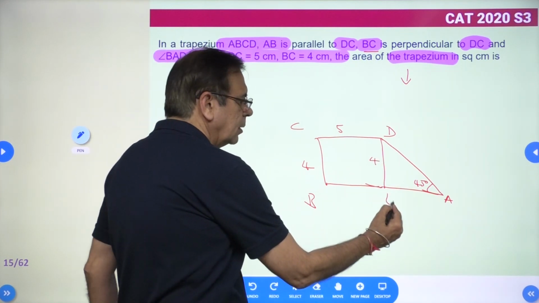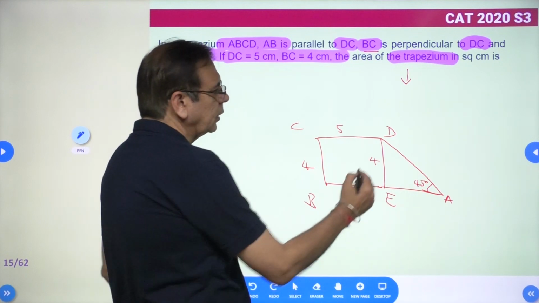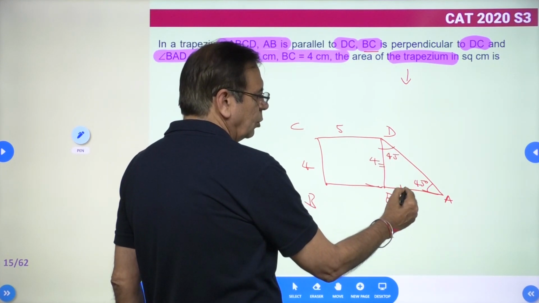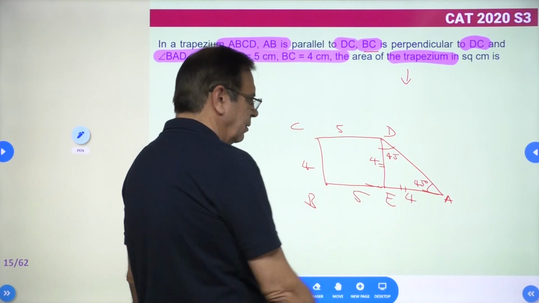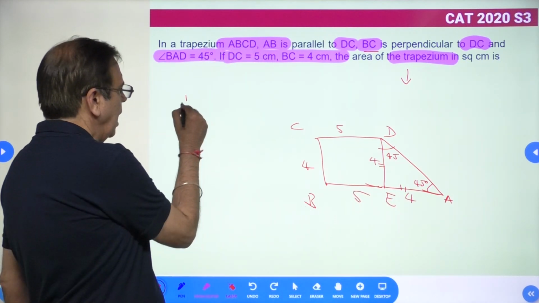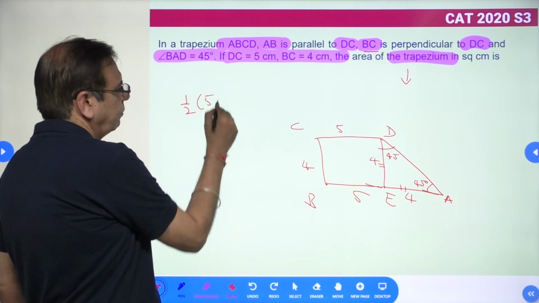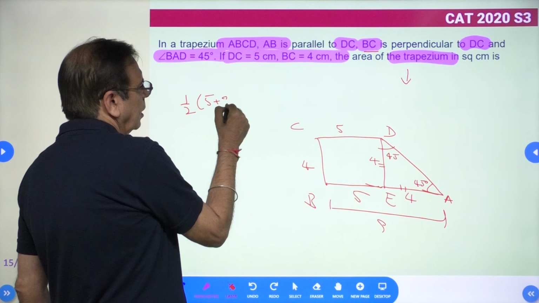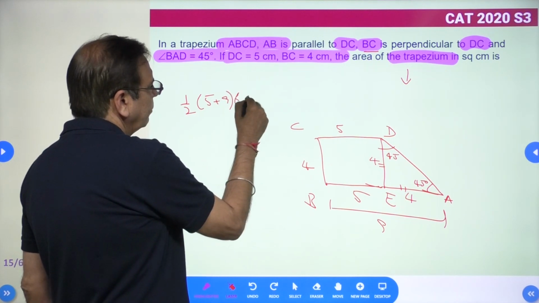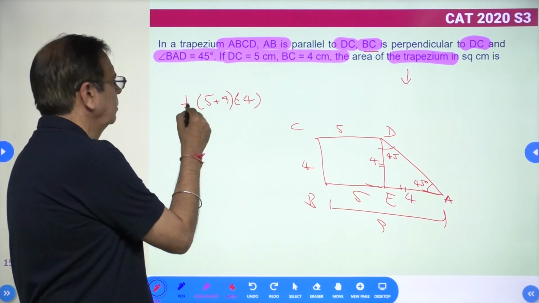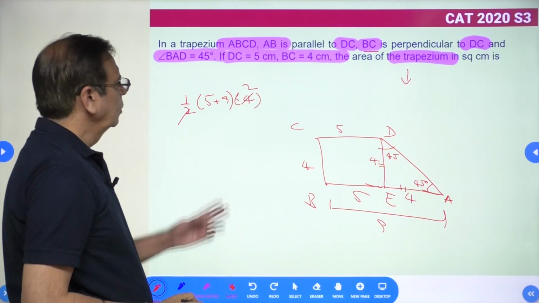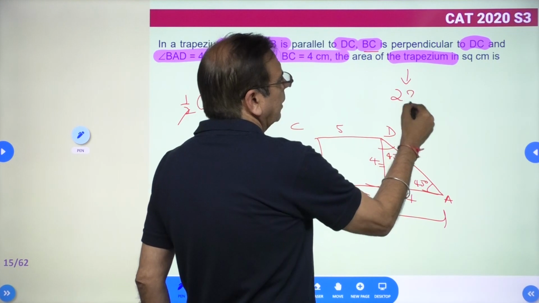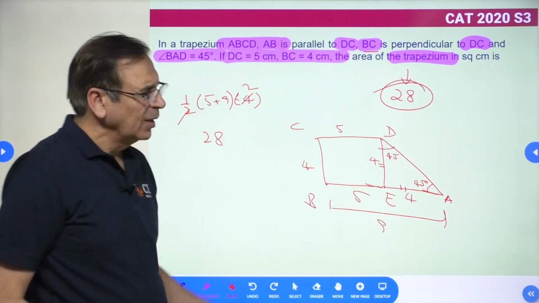Let me call this E. If angle A is 45 degrees, then these two sides should be equal. This should also be 4. This is 5. Area is half into the sum of parallel sides, 5 and this side is 9, so 5 plus 9 into the distance between them, which is 4. So 9 plus 5, 14 into 2, 28. So the area of the trapezium is 28 square centimeters.